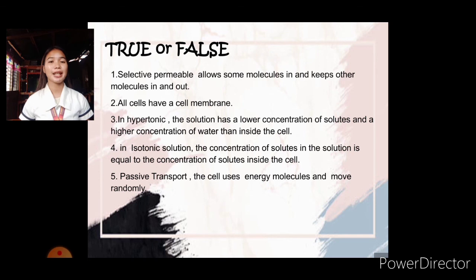For number 3, in hypertonic, the solution has a lower concentration of solutes and a higher concentration of water than inside of the cell. So what is the answer, class? Yes, very good. It is false. Why? Because the answer to it is hypotonic solution. For number 4, in isotonic solution, the concentration of solutes in the solution is equal to the concentration of solutes inside the cell. So what do you think, class, is the answer? Very good. The answer is true.